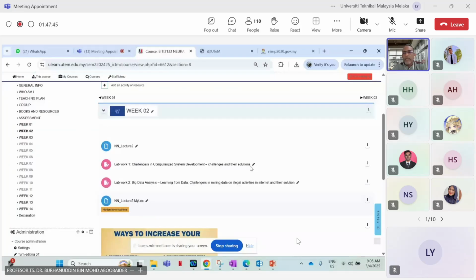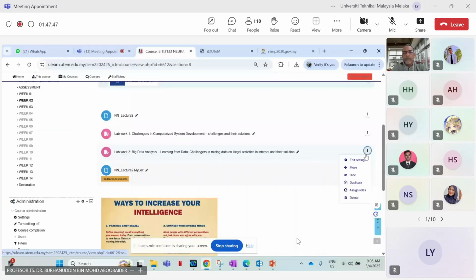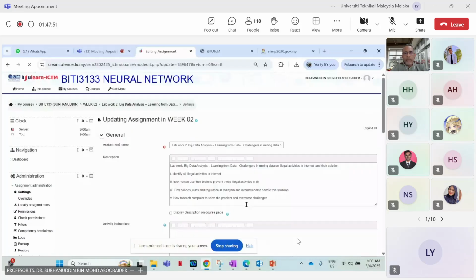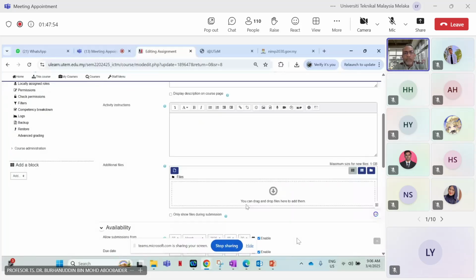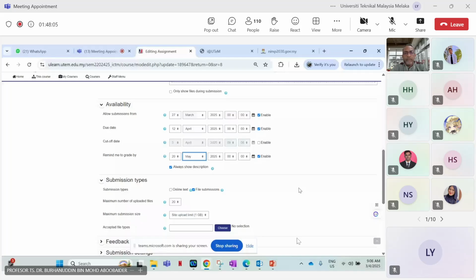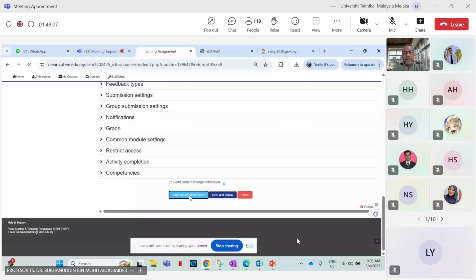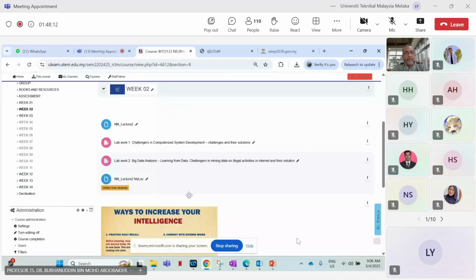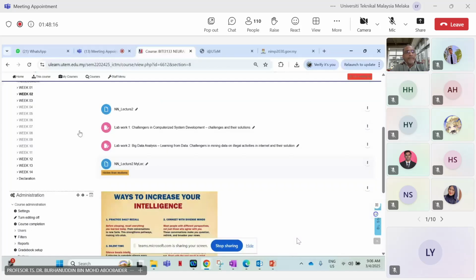So week 2, and this is another lab work. Don't simply copy and paste or just use ChatGPT. You must know what you are doing. You must learn. All right, I'm done. Back to week 3.